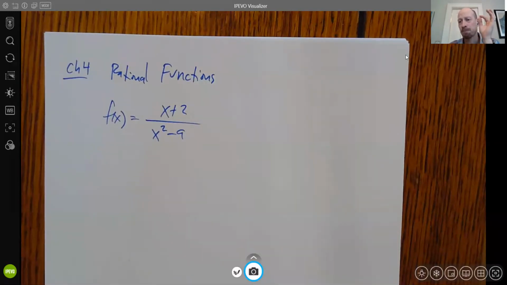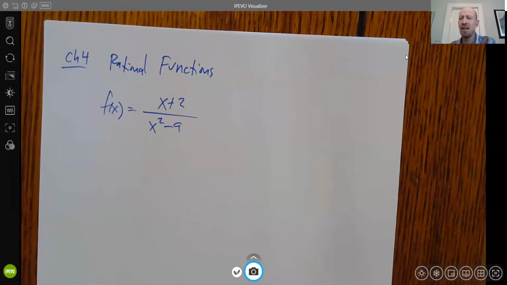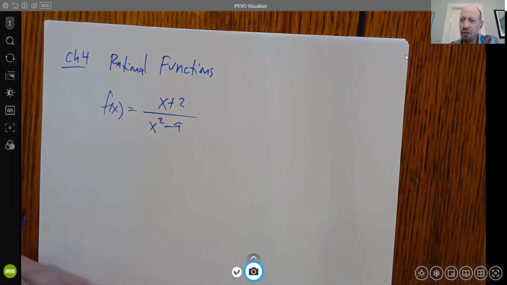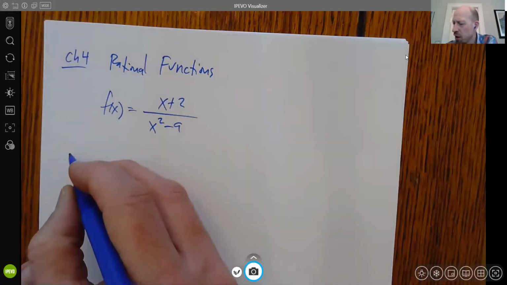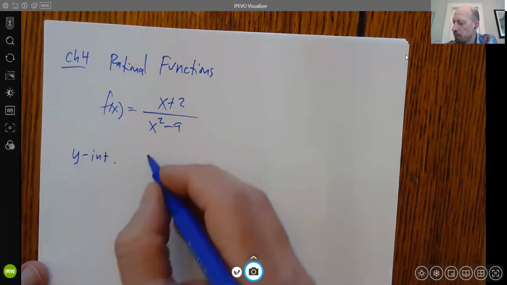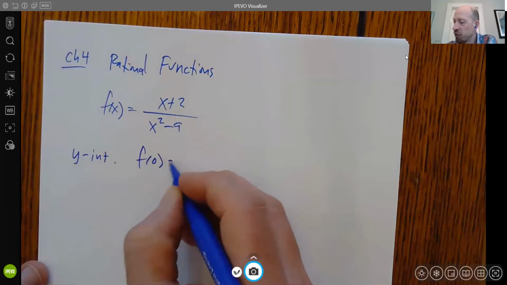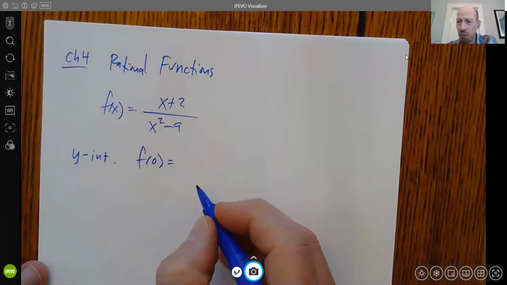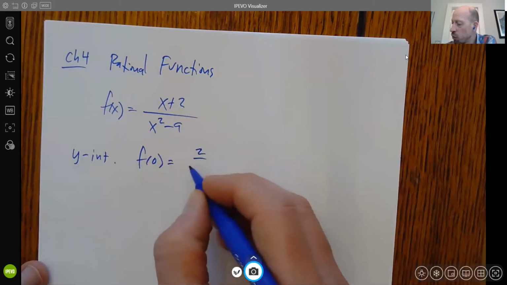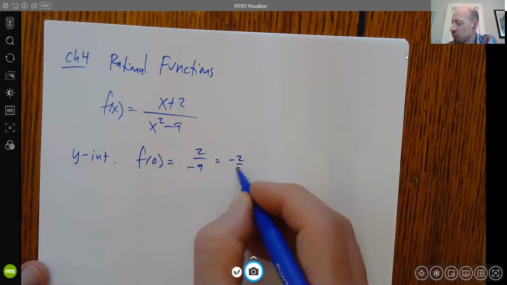And so I'd say the easiest things to start with are the intercepts. Whatever function you're working with, the intercepts are almost always a good place to start. They are important points on any function. The y-intercept is the easiest here, because the y-intercept is just f of 0, right? Anytime you have a y-intercept, you just set x equal to 0. And in this case, you get 2 over minus 9, or minus 2/9.